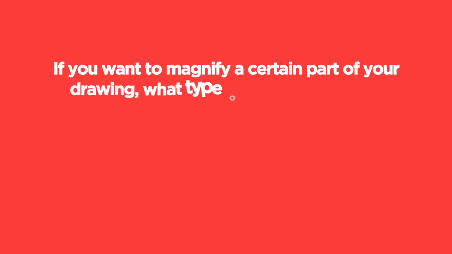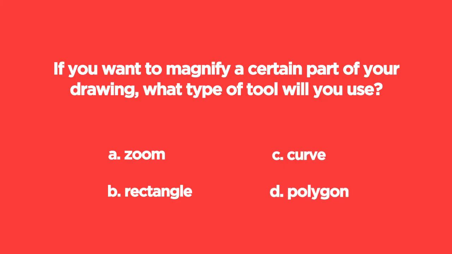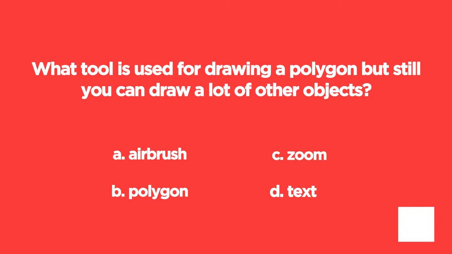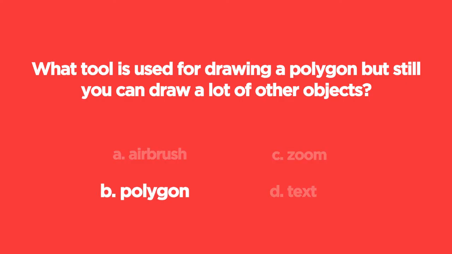Number 8. If you want to magnify a certain part of your drawing, what type of tool will you use? A. Zoom. B. Rectangle. C. Curve. D. Polygon. The correct answer is letter A, zoom. Number 9. What tool is used for drawing a polygon, but still you can draw a lot of other objects? A, airbrush. B, polygon. C, zoom. D, text. The correct answer is letter B, polygon.